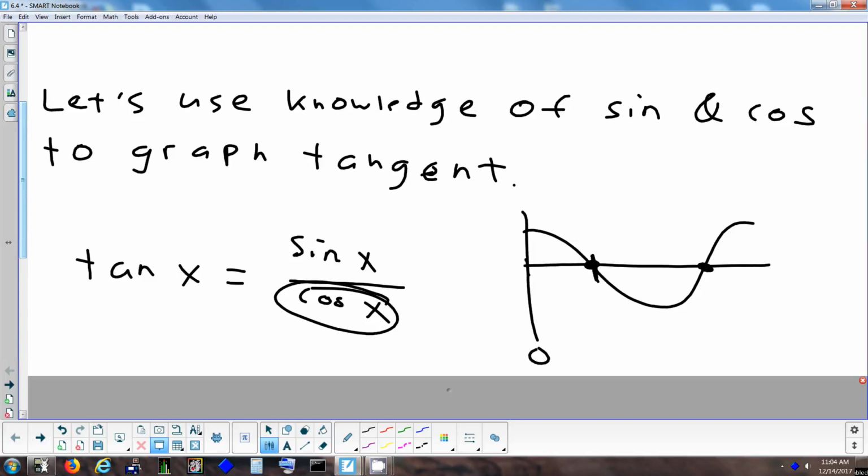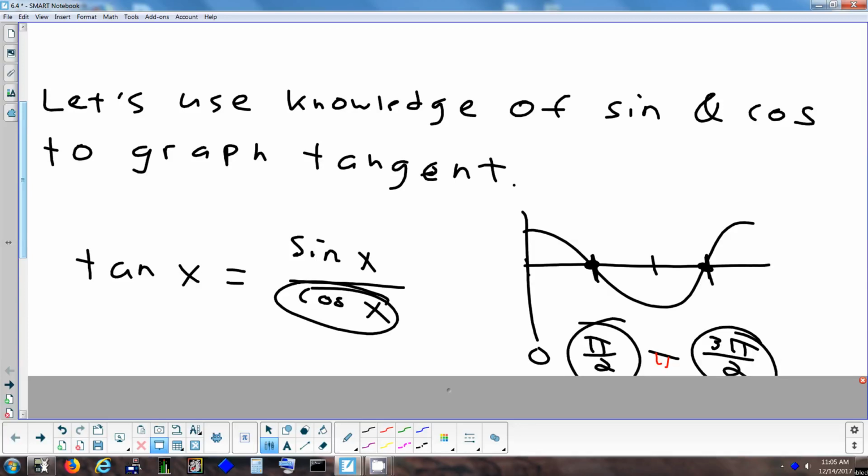Anybody remember what's the first one again? Pi over 2. That would be pi. What's this one? 3 pi over 2. So we have a problem at those two values. If you try to graph tangent, when you get to pi over 2, the calculation would involve dividing by 0. You can't do that. When you get to 3 pi over 2, the calculation would also involve dividing by 0.